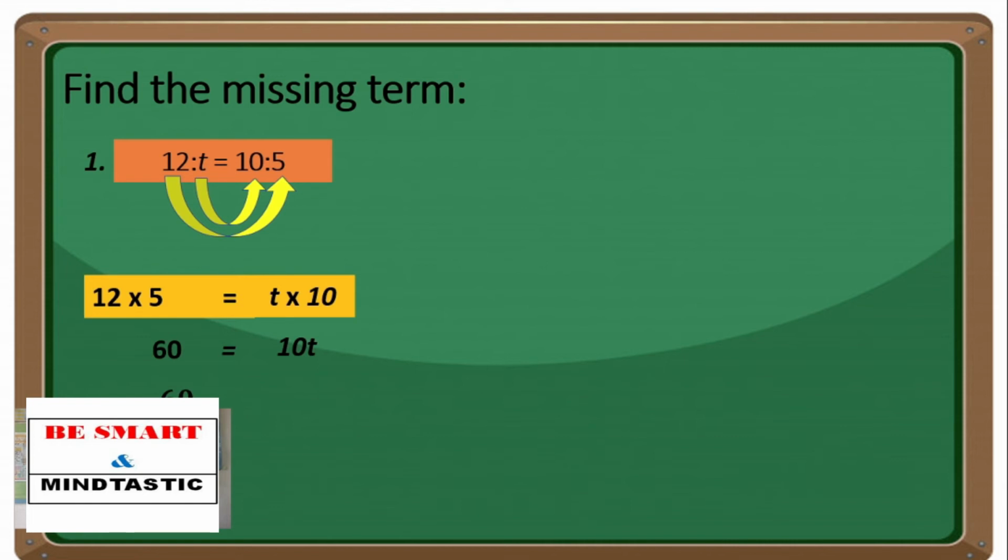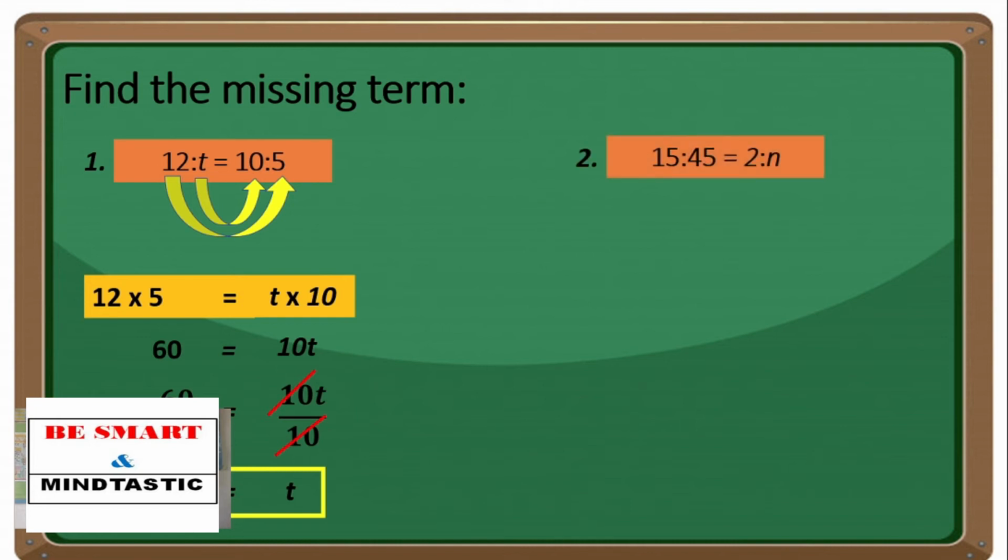And, okay, we need to divide both sides by 10. So 60 divided by 10 is 6. Okay. Now we have the value of t is equal to 6. Okay, very good. So another example we have here.